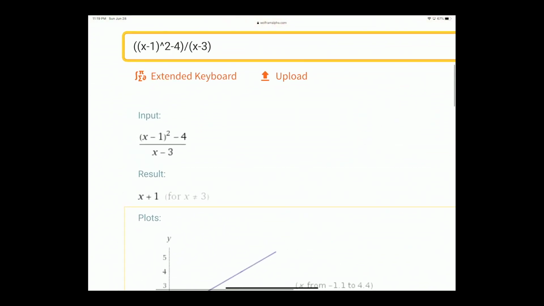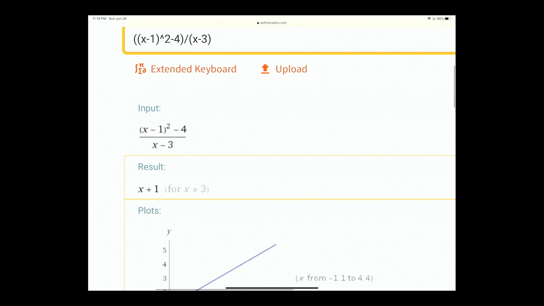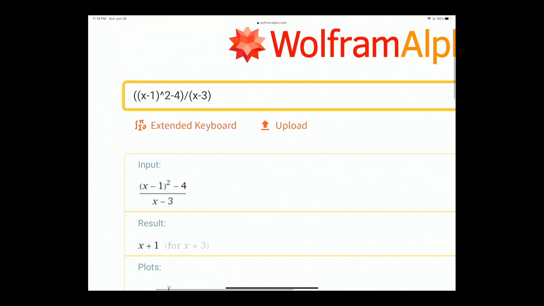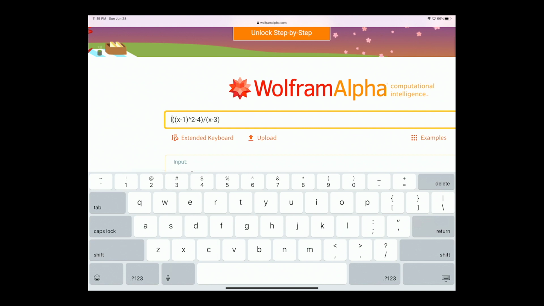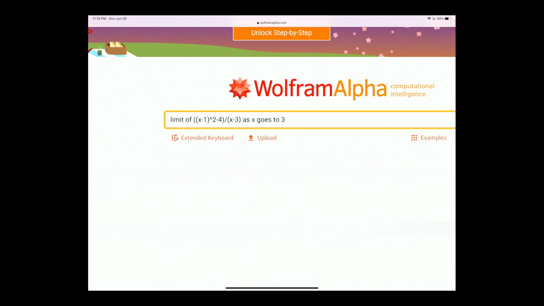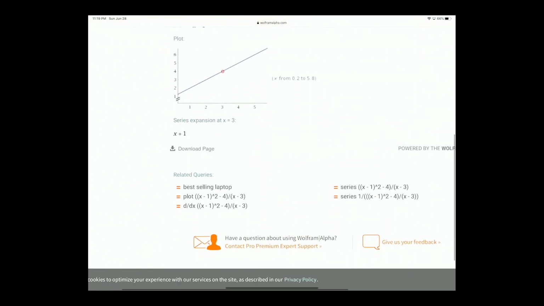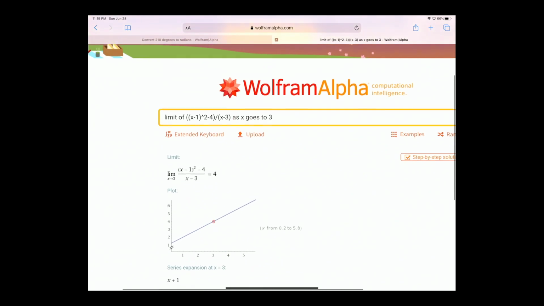Right here at the beginning, where it says input and result, the result is after it canceled everything, right? x plus 1 is what we got. You can even ask Wolfram Alpha to do the limit. Just say limit of this thing as x goes to 3. Should just tell us 4. I think that's what we got. There you go. It doesn't provide any work or anything. It'll just evaluate the limit and give you the answer.